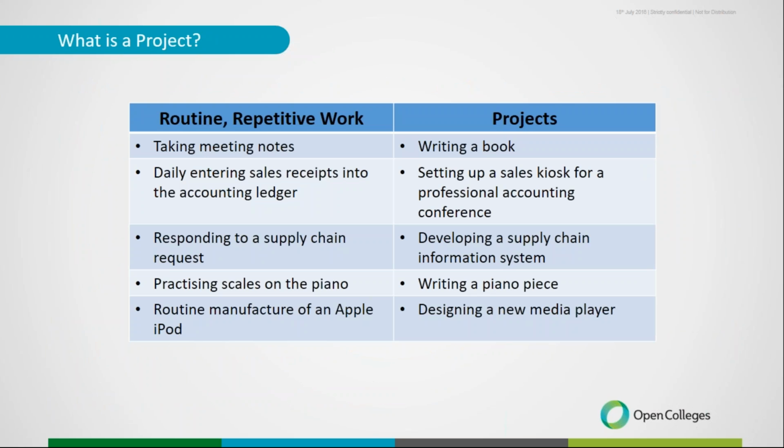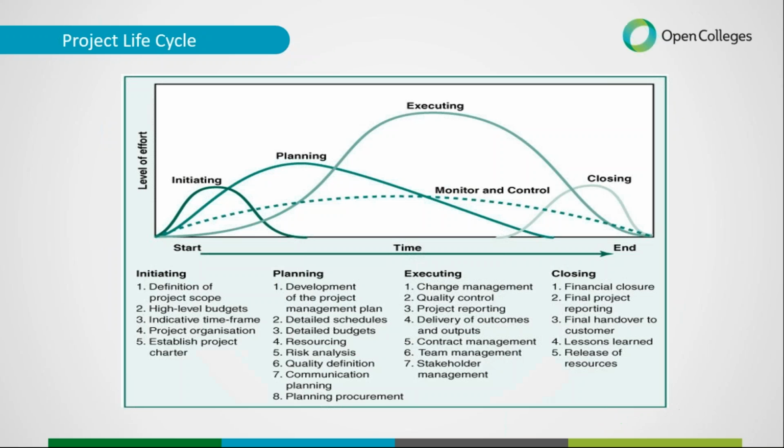The last one there, if you're manufacturing an Apple iPod or any other product, the routine manufacture of it is just operational work, that operational function within the organization, whereas if you were to design a new media player or a new product, then that would be considered a project. So anytime you're looking at project management, you're always looking at something that has a defined beginning and a defined end. And that's what we call the project life cycle. Every project, regardless of the size, goes through the project life cycle.